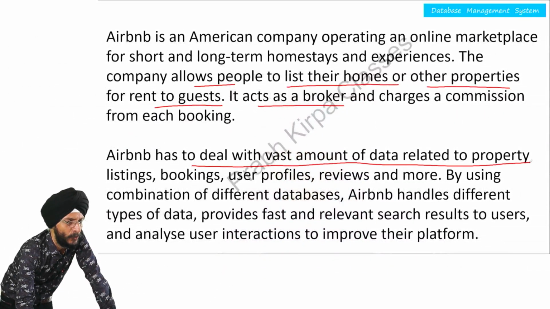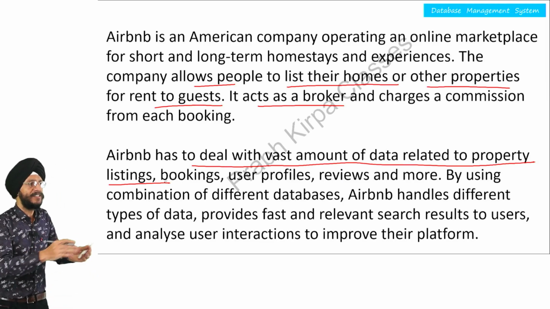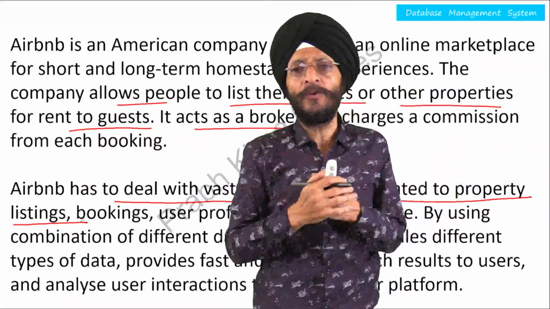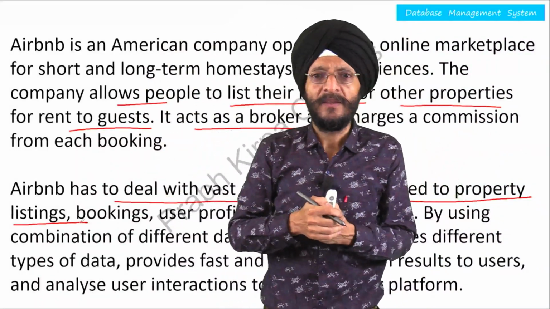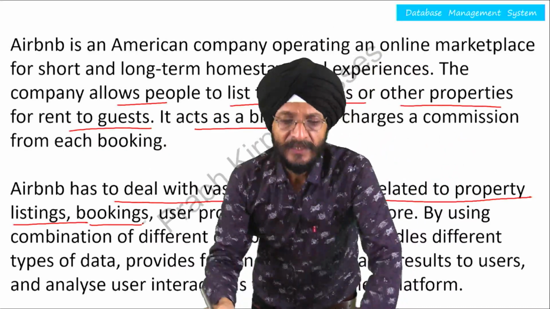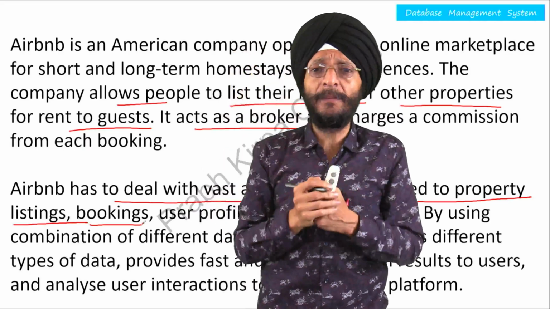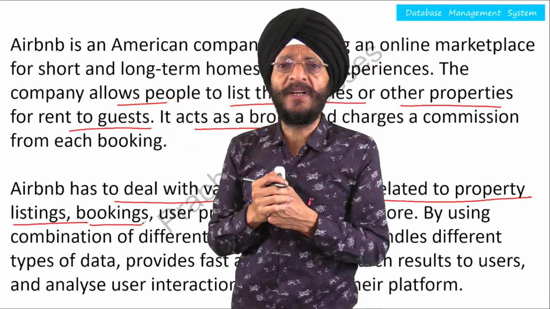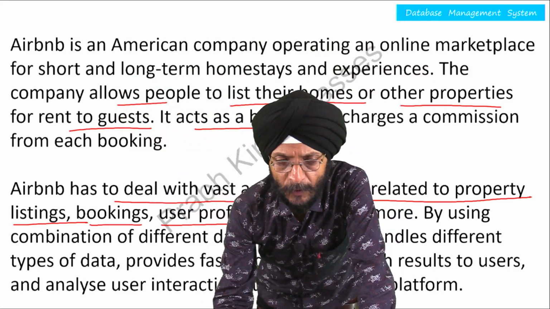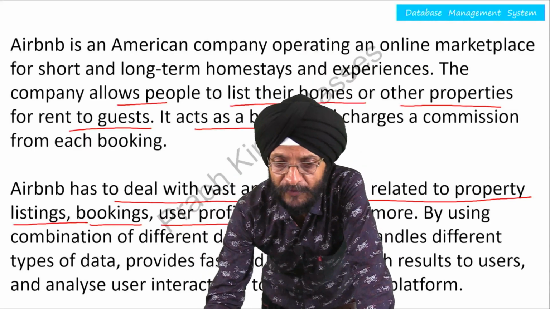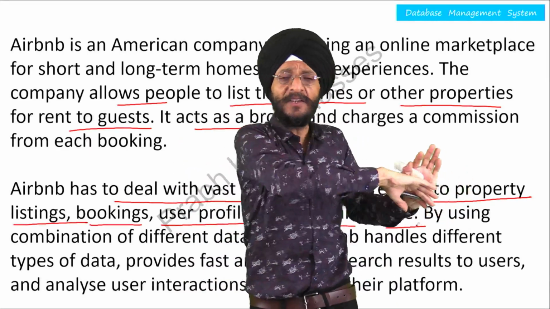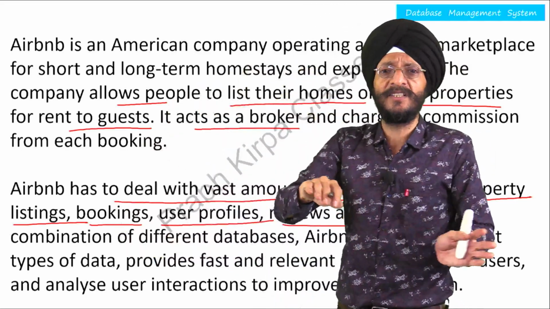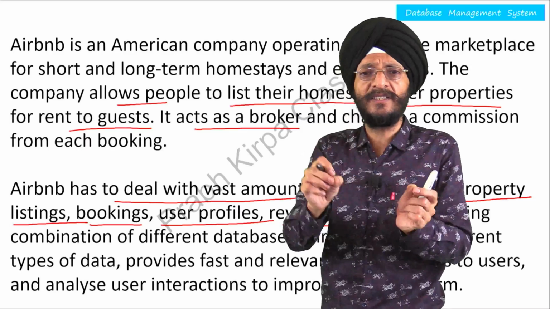Airbnb has to deal with a vast amount of data related to property listings. That is, thousands or lakhs of properties are listed, where they are located, what the rent is. Then if a particular customer approaches the Airbnb site, whether he has booked, and if he has booked, which particular property he has booked, user profiles, that is the customers' profiles, reviews and more. These are the different types of data Airbnb has to deal with. It doesn't mean that other organizations do not have to deal with that. We are only discussing a particular example.